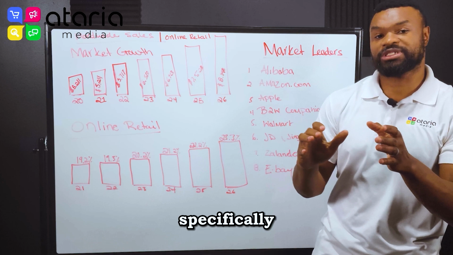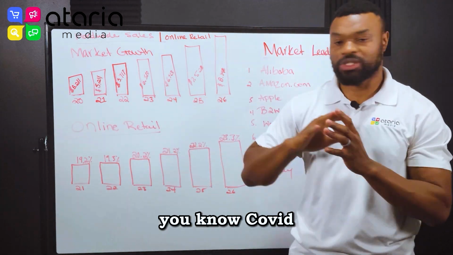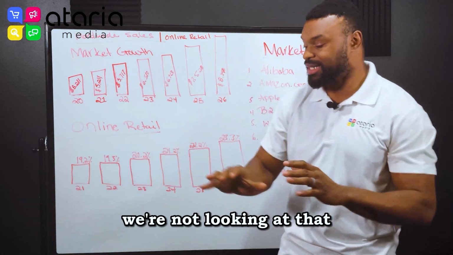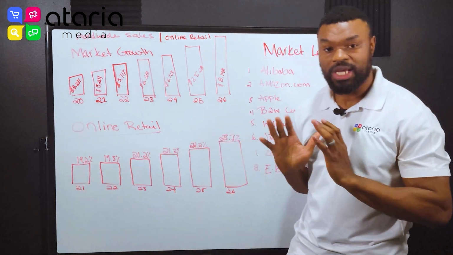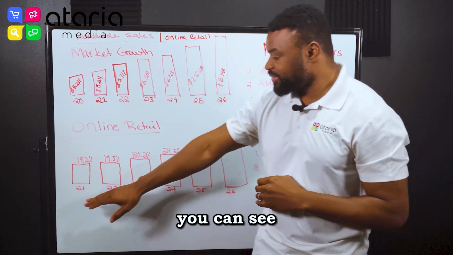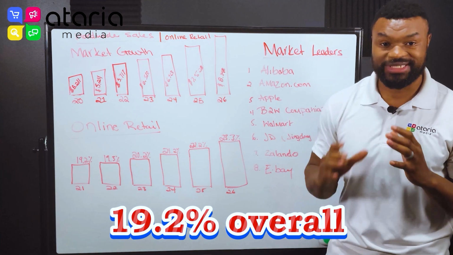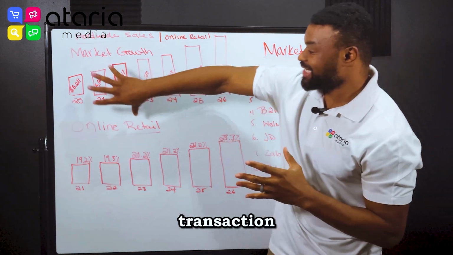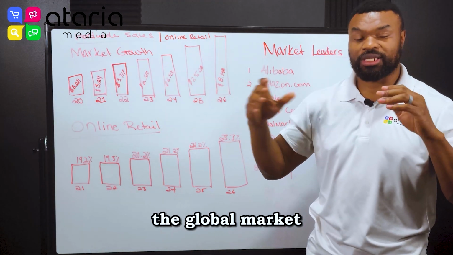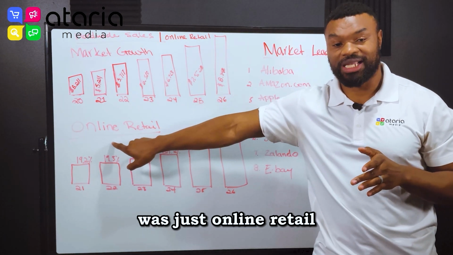So we're not looking specifically at the transactions that were happening during COVID and stuff like that. We're not looking at that. We're just looking at overall market growth and trend as to where the market is going. So you can see in 2021, it was about 19.2% overall transaction based on the global market of e-commerce. So 19.2% of that was just online retail.